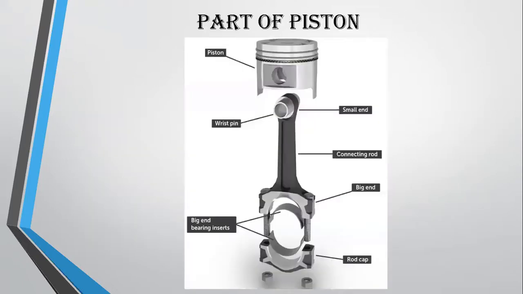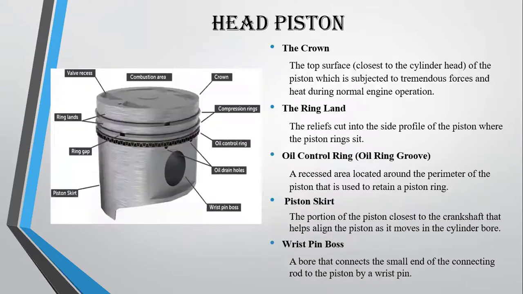This is the part of the piston, which consists of the head and the connecting rod. The piston head consists of 5 things. First is the crown, the top surface closest to the cylinder head of the piston, which is subjected to tremendous force and heat during normal engine operation.